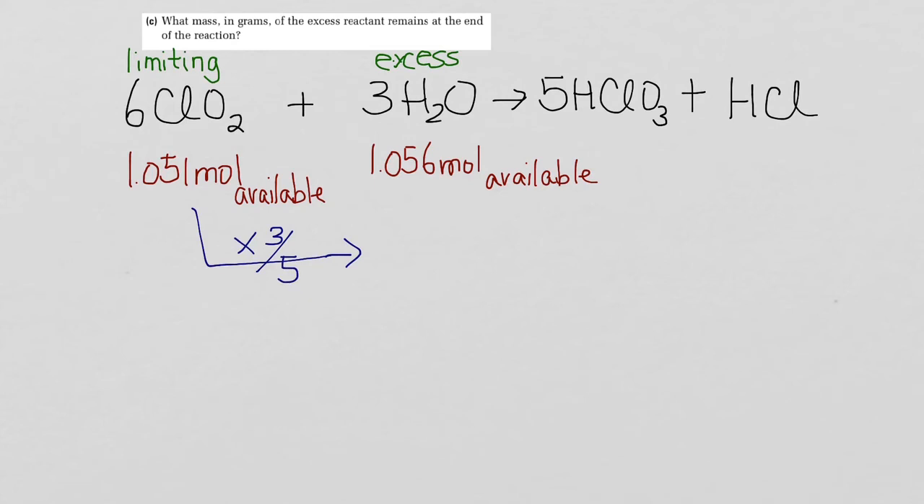Whoops, that should be 3/6. Sorry guys. So this mole ratio tells us that at the same time that you have used all of this, you would have used half that amount. So we can use a mole ratio not only to calculate the amount of products that you can make, but also to calculate how much of the other reactant you have used.